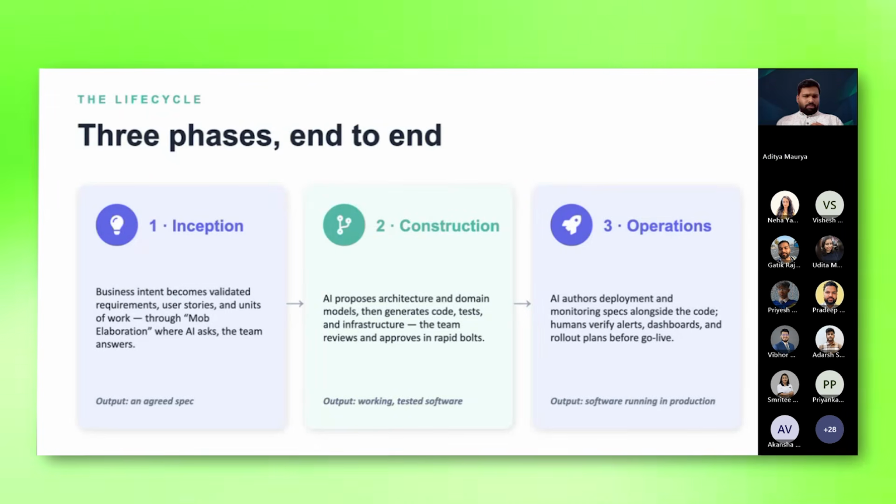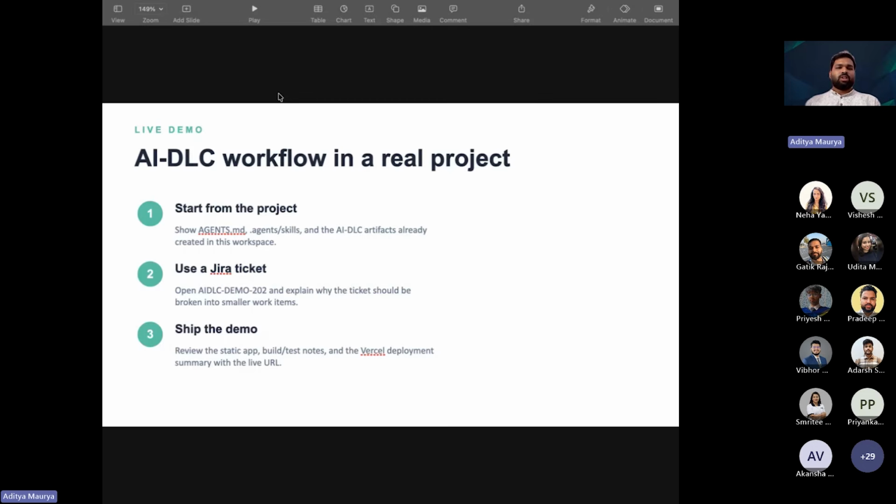Then we will move on to the next phase, where the user can use that application. The next part is operations, where we will deploy the app to providers like Vercel or Rectify. So all together, these are the three phases that AI DLC follows. So I guess enough for the theory part. Now I will share the demo.